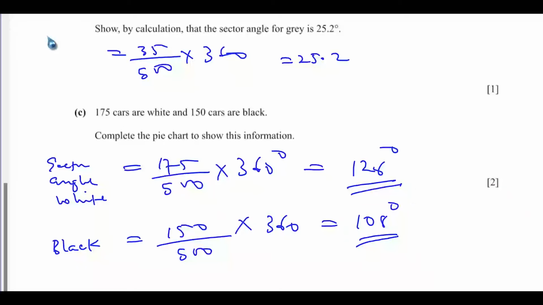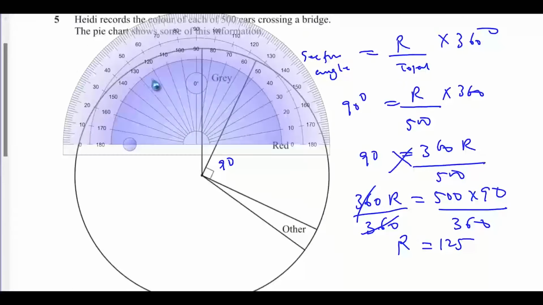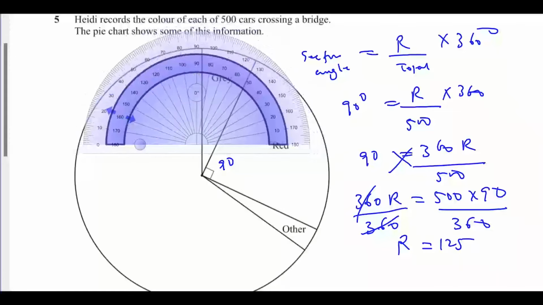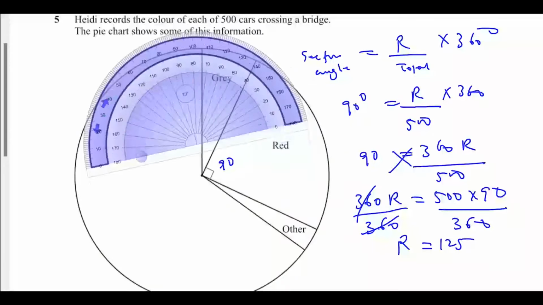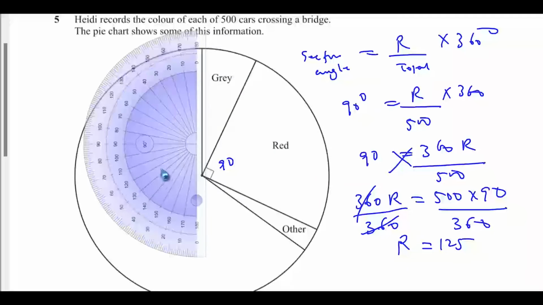So we need to pick the protractor. So this is the protractor. Let's reduce this a little bit. From here, you can turn it around there. So let's construct 126 degrees. The center, let's enlarge this a little bit.